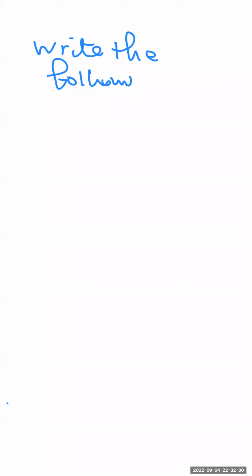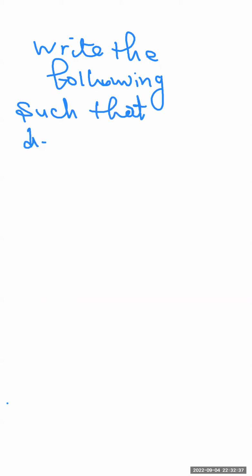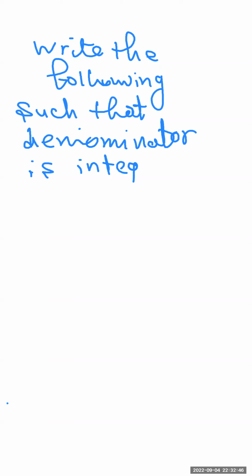Write the following such that the denominator is an integer. The first number is 9 over square root of 3. So the question requires changing the form of the denominator, so that instead of square root of 3 it becomes an integer.